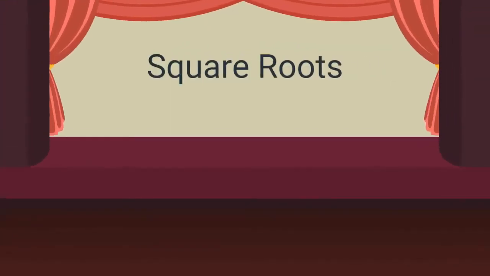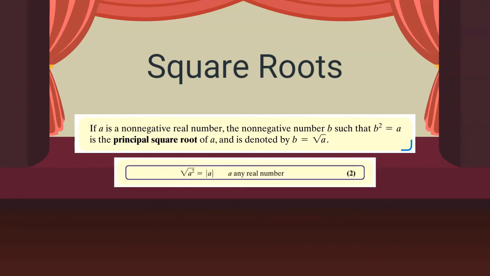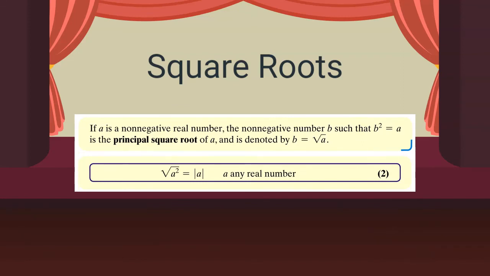Our last review topic for this section is going to be square roots. Book definition time. If a is a non-negative real number, the non-negative number b, such that b squared equals a, is the principal square root of a and is denoted by b equals the square root of a. And we also want to remember that if we take the square root of any number, then what comes out is the absolute value of that number.